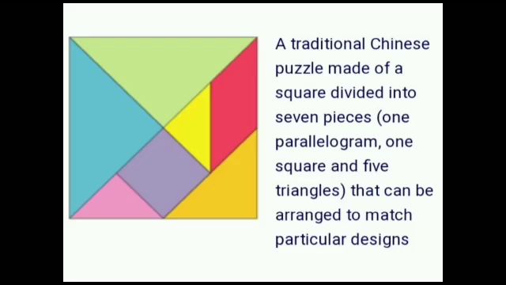Next we are going to see about tangrams. A traditional Chinese puzzle made of a square divided into 7 pieces: 1 parallelogram, 1 square and 5 triangles that can be arranged to match particular designs. So what is a tangram?